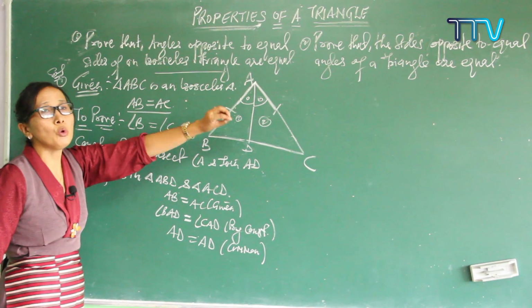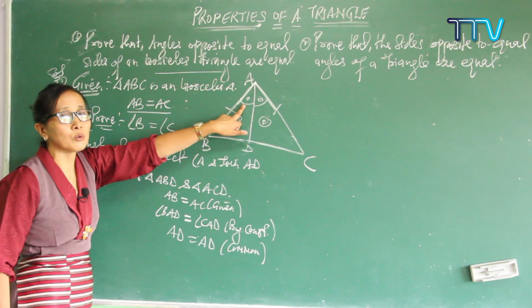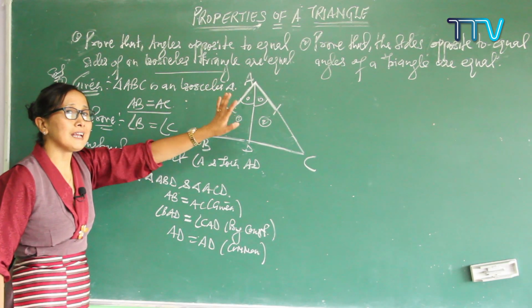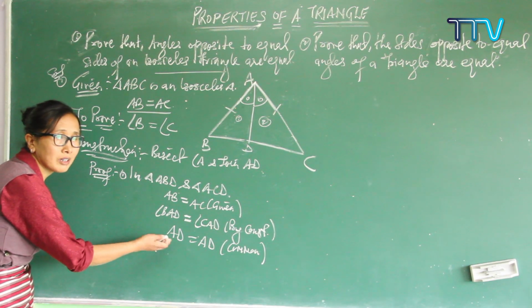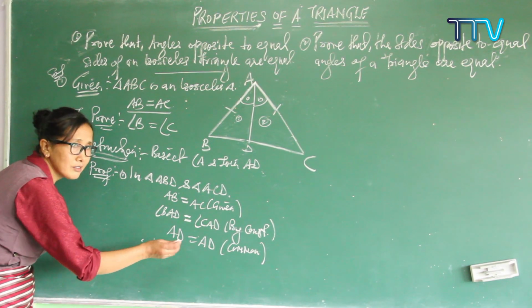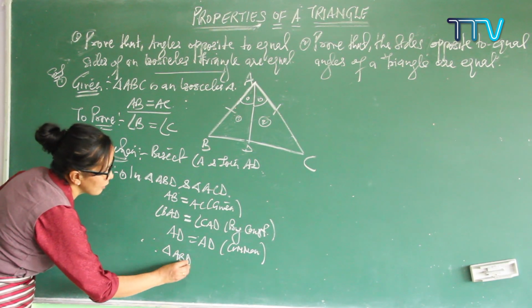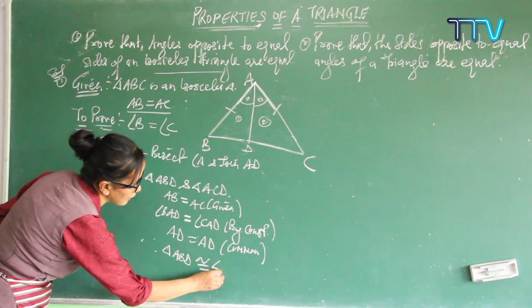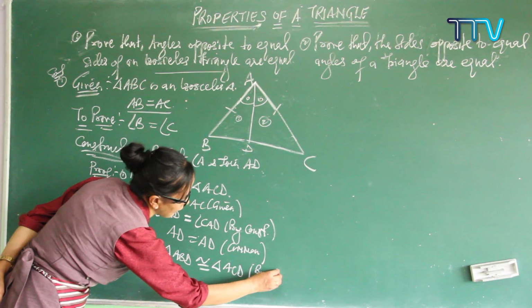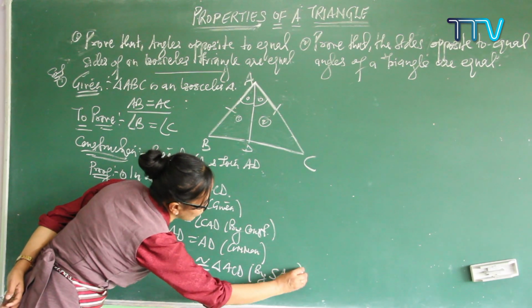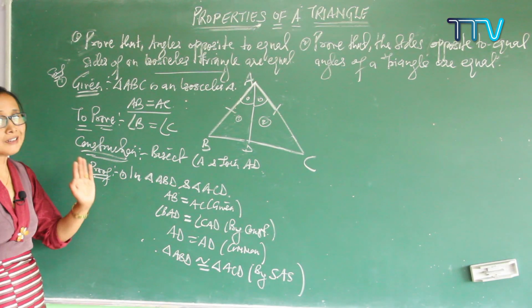So which rule did you use here? Two sides and the included angle are equal. That means you have used the side angle side rule. So by looking at these three parts being equal, the two triangles are congruent to each other. So triangle ABD is congruent to triangle ACD by which rule? By the side angle side rule. You get it?